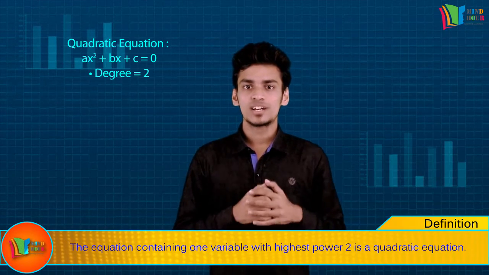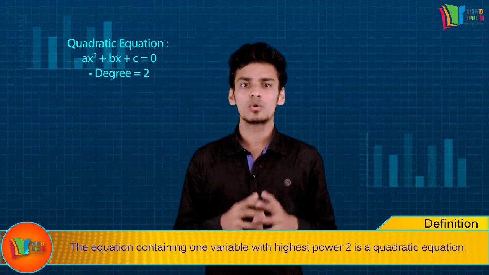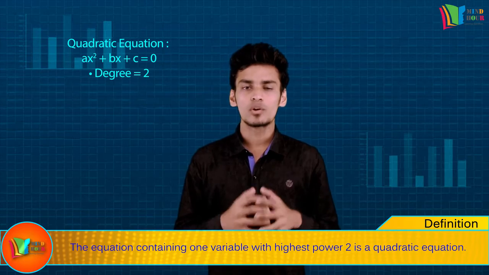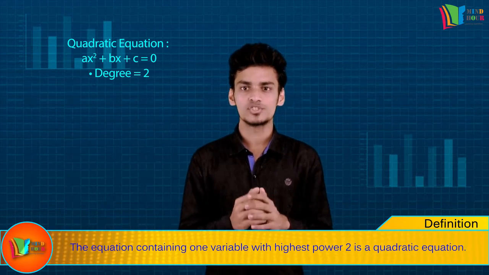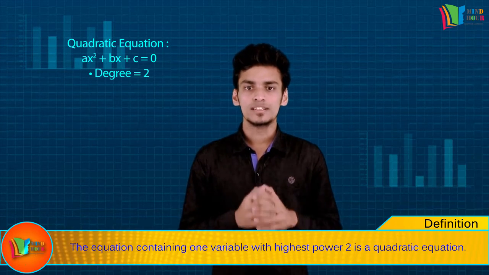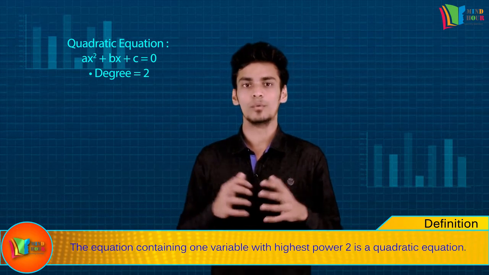An equation which contains one unknown or variable with highest power 2 is called a quadratic equation. So friends, what will be the degree of a quadratic equation then? Yes, the degree of a quadratic equation is 2. Note, a quadratic equation is of the form ax² + bx + c = 0.